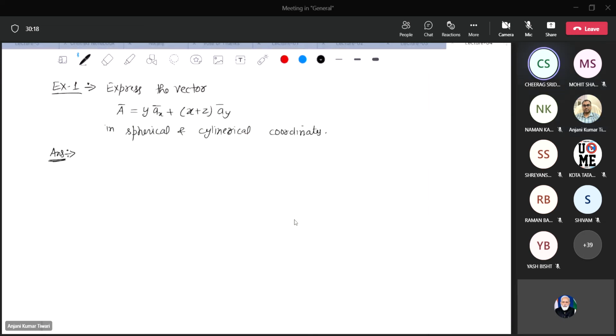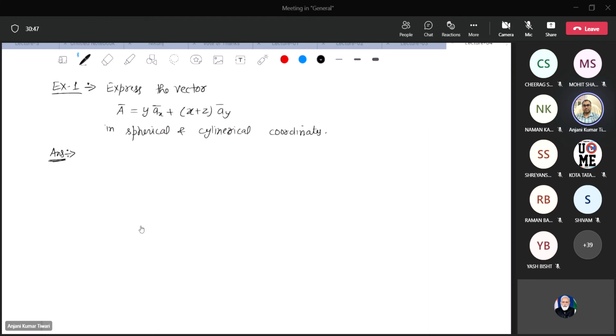Sir, I want to ask one thing, that ax bar and ay bar are unit vectors? Yes, actually it is not mentioned in the question, but ax bar and ay bar are the unit vectors along the x and y direction. In the problem statement it is not given, but these are the unit vectors in the x direction and y direction.